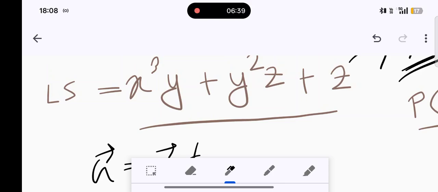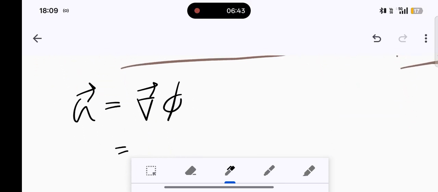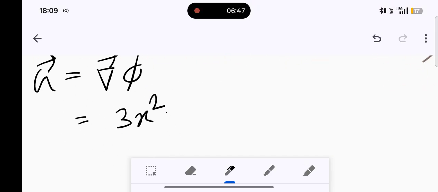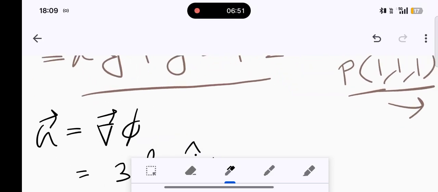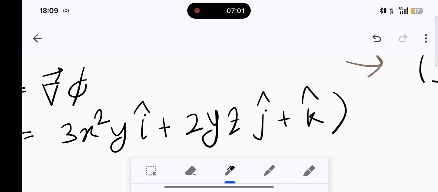Let's start with the vectors. First of all, we have to differentiate with respect to x, so it will be 3x² y i cap plus 2yz j cap, sorry, it's j cap, plus k cap. Simple, very simple.